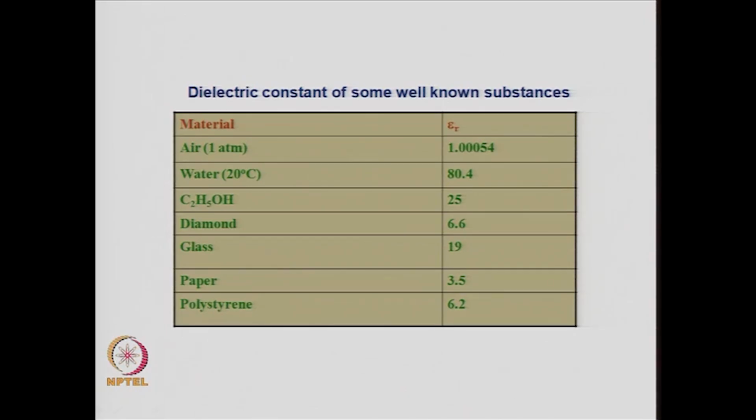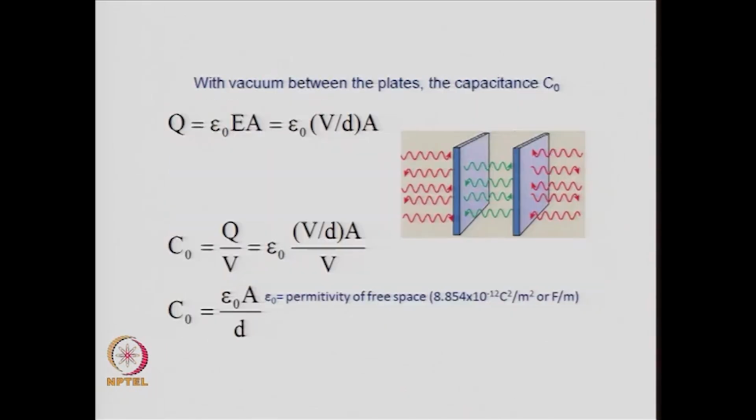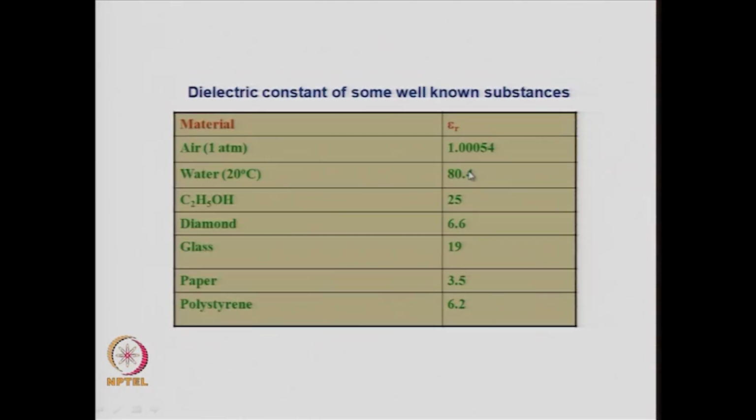Now, if you have different materials in between the plates, you can have air, water, silica or carbon dioxide, and that will modify this capacitance, which will be called the capacitance C of that material. Right now, this is the capacitance in the absence of any material. From capacitance you can calculate what we call the relative dielectric constant, epsilon r, which is the epsilon of the material divided by the permittivity of free space.